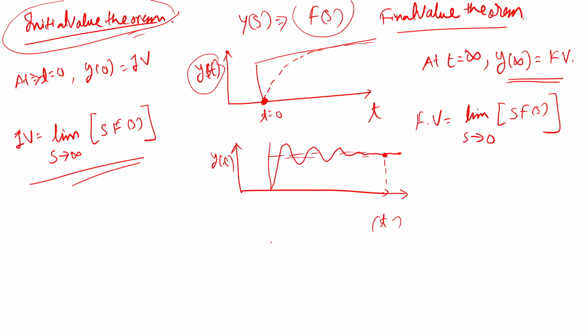Let's say we have been given a function f of t. To find the final value, we will take the Laplace transform of that function, or in most cases we will be provided the function or transfer function f of s, and then we will take the limit s tends to 0, and that will give us the final value, that is the steady state value. So this is what we mean by initial value theorem and final value theorem. Based on this, let's look at the next question and it will be more clear.